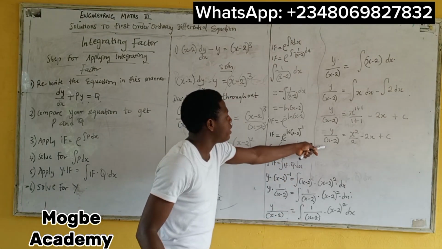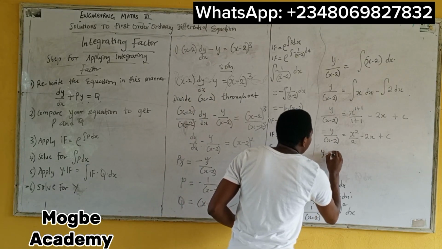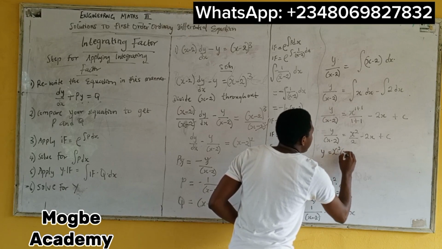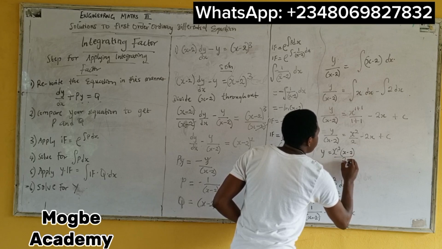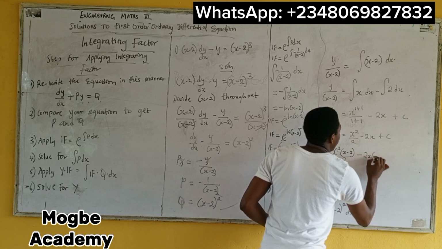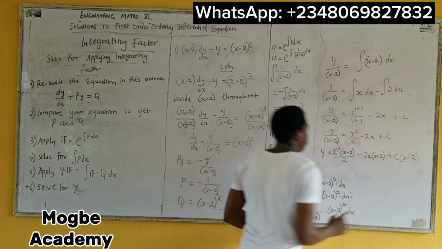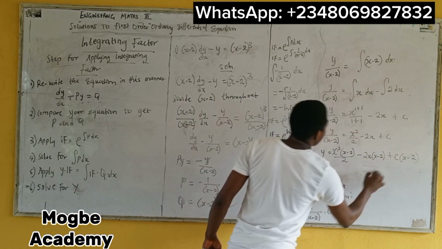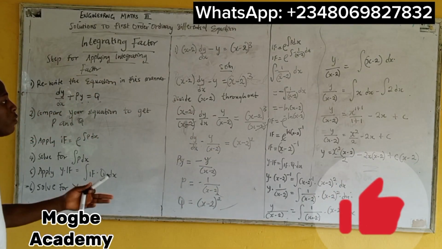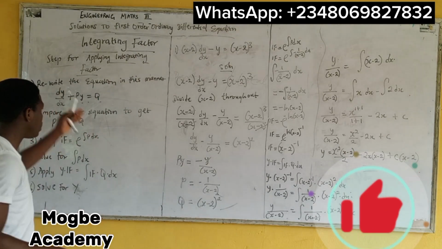So multiplying by this cancels what you are dividing by. So you are left with what? Y on this other hand of the equation is equal to x squared bracket x minus 2 raised to the power of 2, and this minus 2x bracket x minus 2 plus c bracket x minus 2. So this is your final solution. You can still simplify this, or you leave your solution in that manner. So we've solved this equation applying what? Integrating factor using this step below.